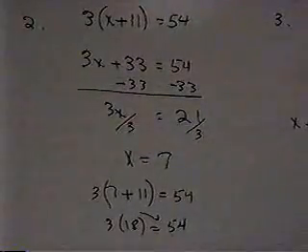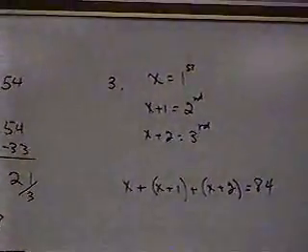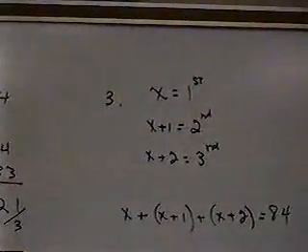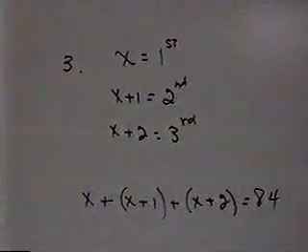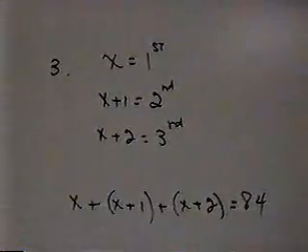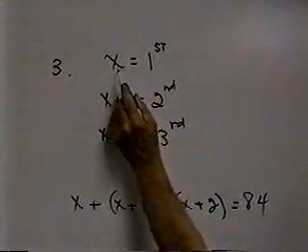All right, let's go to number 3. The sum of 3 consecutive integers is 84. Well, we've got to talk about consecutive integers. So what we'll do is we'll say the first one is x.